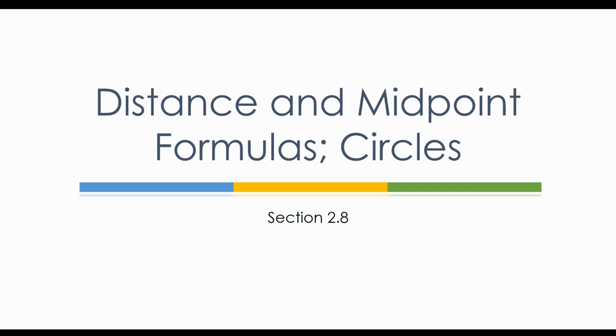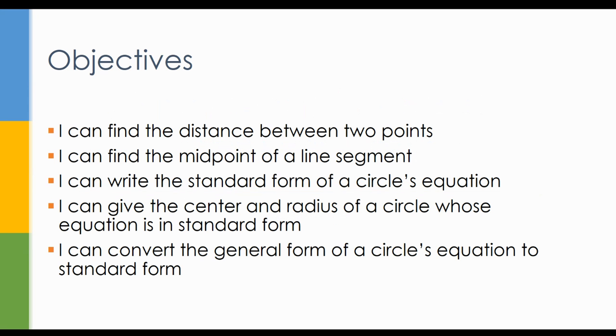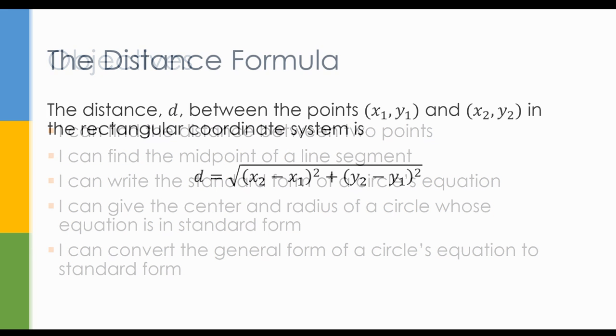All right, let's talk about section 2.8, which is the distance and midpoint formulas as well as circles. So quite a few objectives here. We're going to find the distance between 2 points. We'll find the midpoint of a line segment. We'll write the standard form of a circle's equation. You're going to give the center and radius of a circle if the equation is given in standard form, and then you're going to convert general form into the circle's equation in standard form.